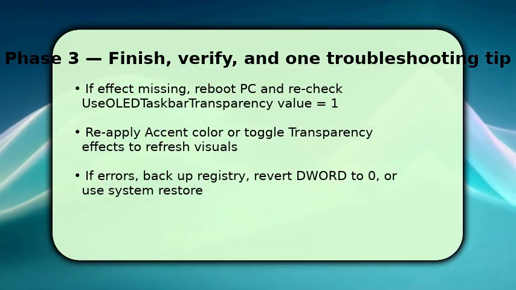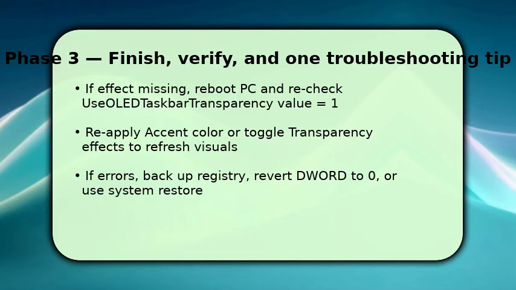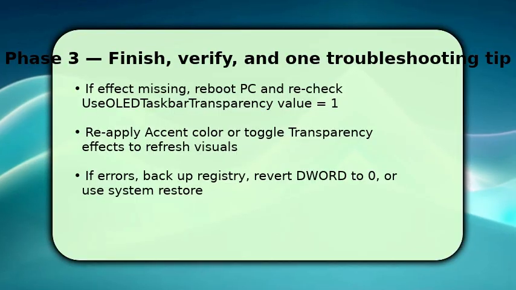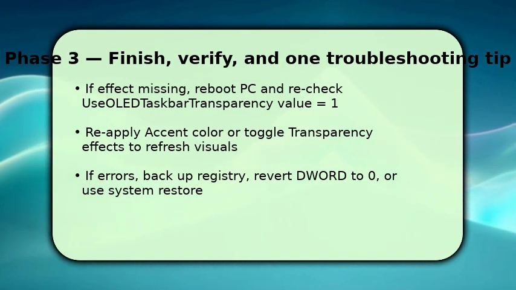If something goes wrong, back up your registry first, then set the DWORD back to 0 or use System Restore. This reverses the tweak safely, so you can try again without permanent risk.